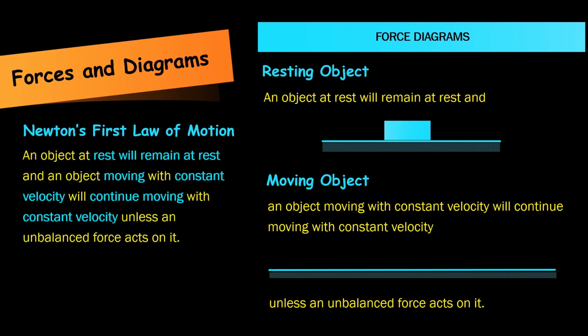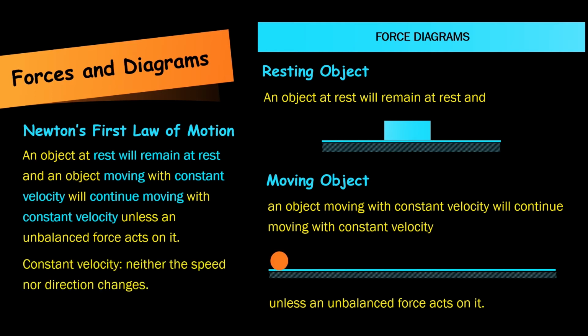So Newton's first law of motion states an object at rest will remain at rest, and an object moving with constant velocity will continue moving with constant velocity unless an unbalanced force acts on it. Constant velocity, of course, means that neither the speed nor the direction changes.